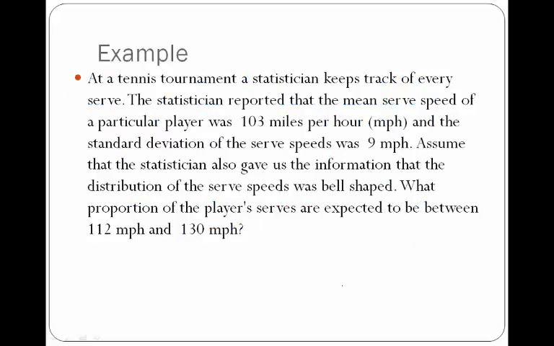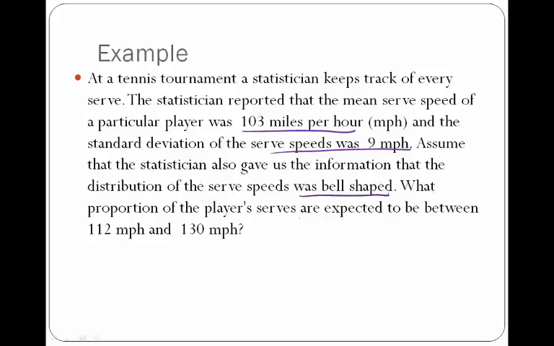At a tennis tournament, a statistician keeps track of every serve. The statistician reported that the mean serve speed of a particular player was 103 miles per hour, and the standard deviation of the serve speeds was 9 miles per hour. Assume that the statistician also gave us the information that the distribution of the serve speeds was bell-shaped, because if we don't know that, we can't use the empirical rule.